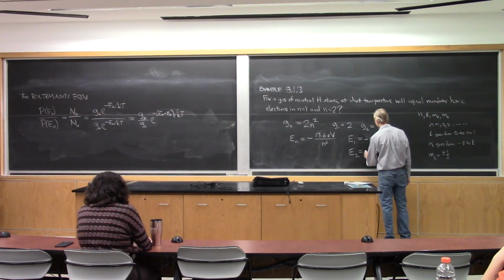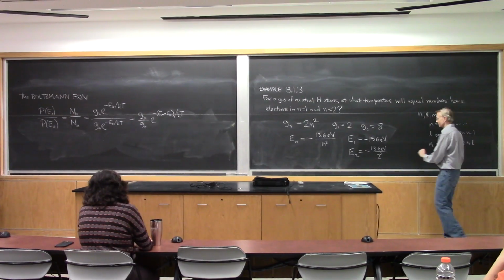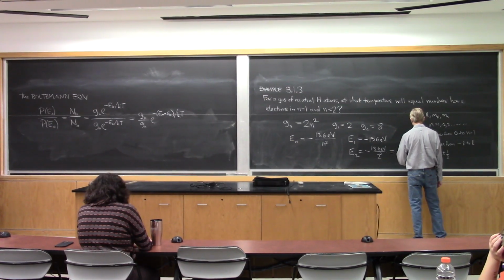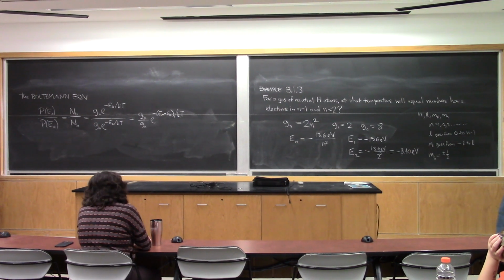E2 is minus 13.6 eV over n squared, 2 squared, right? Which, if memory serves, is minus 3.4 electron volts. That's right, isn't it? 4 times 3 is 12, so yeah, minus 3.40 electron volts.